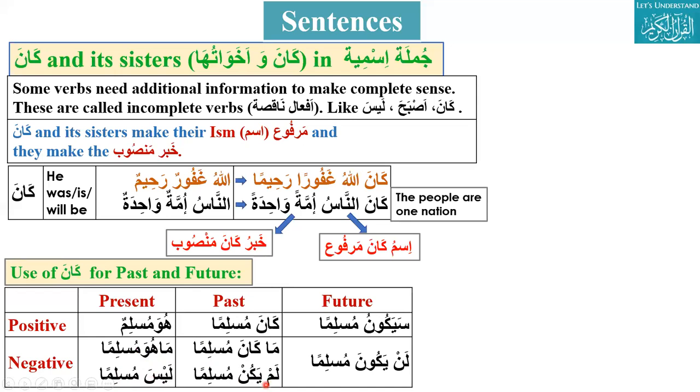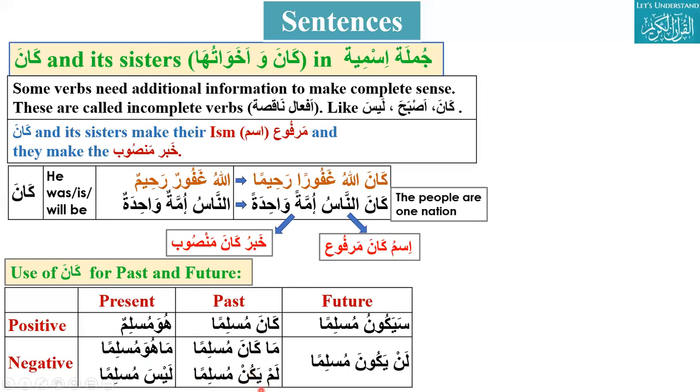If we want to make it past, then lam yakun musliman. As we know, before the mudari, when we put lam, it will always make it past. So he was not Muslim. But here you can see again, this musliman is because of laisa. This is because of ma. But here, why is it musliman? Because of kana.